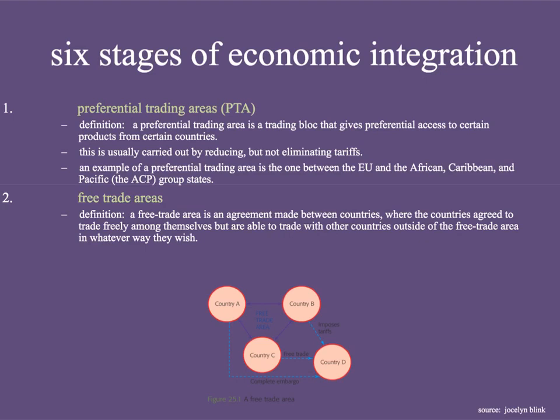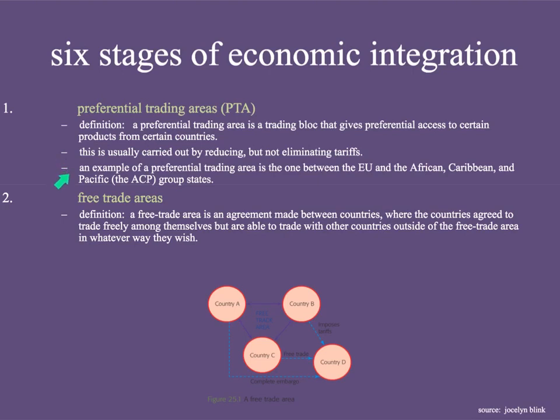Okay, here are the first two. The first is a preferential trading area, which, by definition, is a trading bloc that gives preferential access, imagine that, to certain products from certain countries. And this is usually carried out by reducing but not eliminating tariffs.